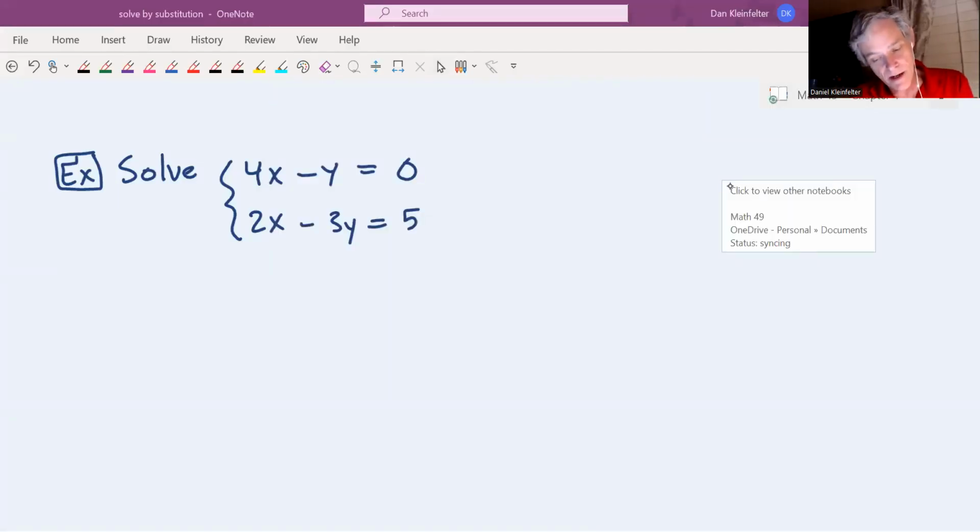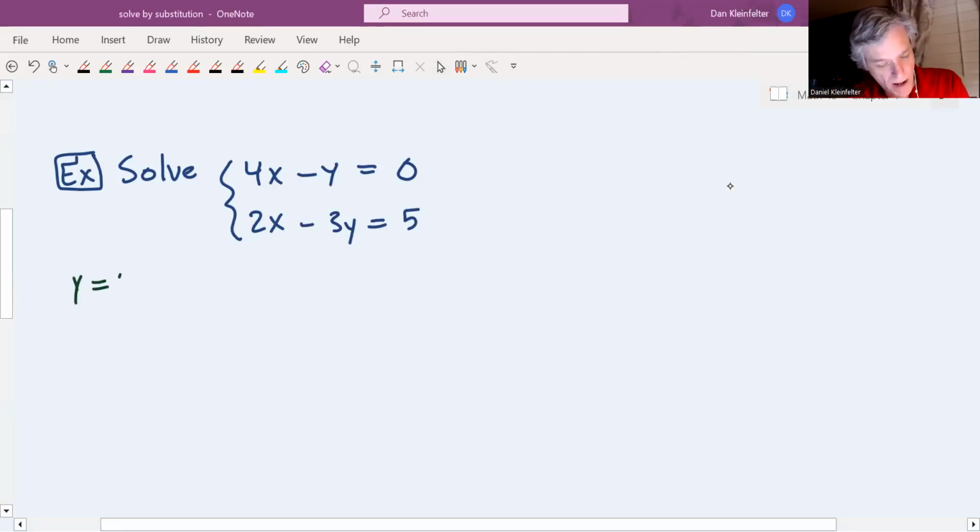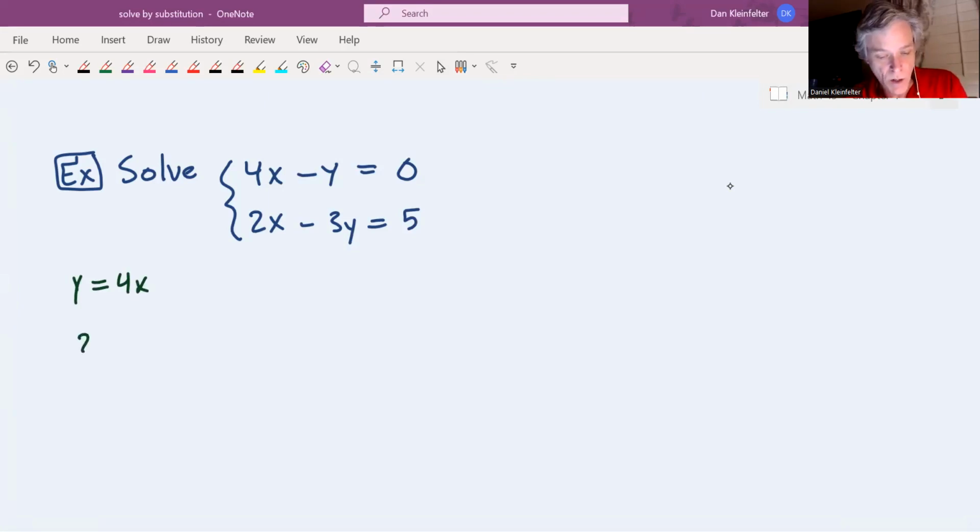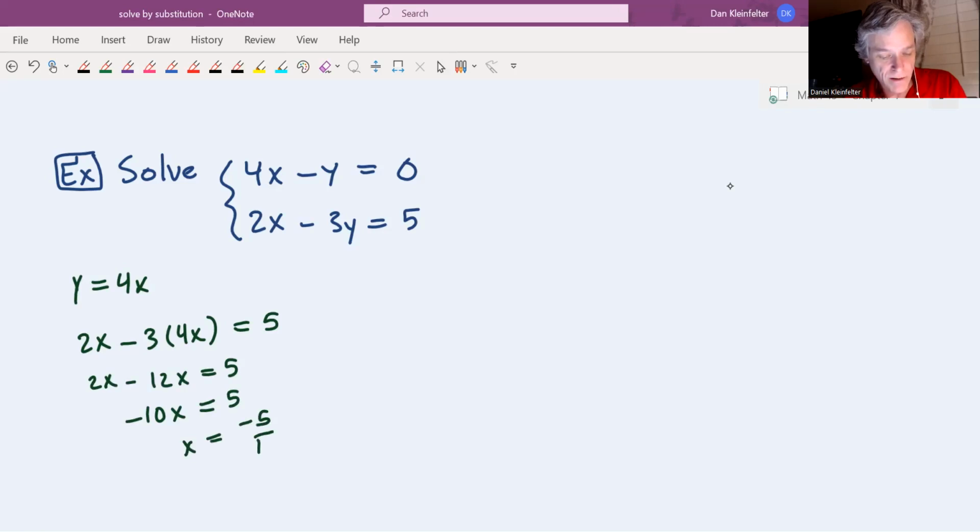All right, let's see how this has gone. So we're going to take the first equation and solve for y. So we'll have y equals 4x for the first equation. That's relatively nice. We're going to take the second equation, 2x minus 3y equals 5, and I'll replace that y with the 4x. So now we'll have 2x minus 12x equals 5. So negative 10x equals 5. X is negative 5/10, which is the same as negative 1/2.